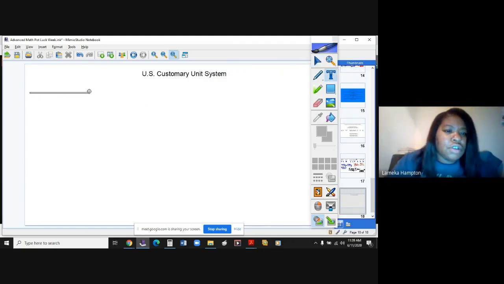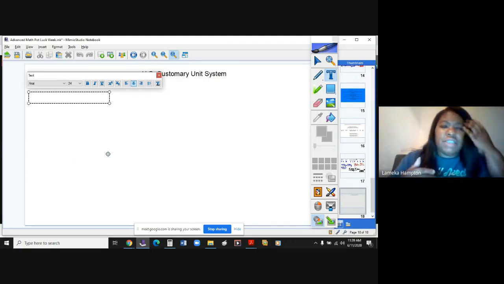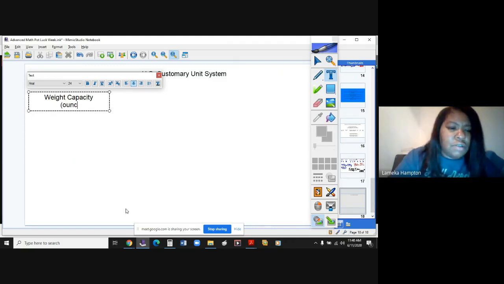So they have divided these into three different parts. The first one I want to talk about, which to me is the easiest, is weight, capacity. So when we talk about weight, we are simply talking about ounces, pounds, and tons.